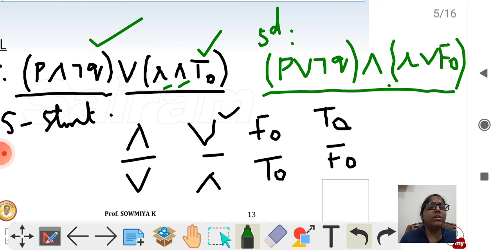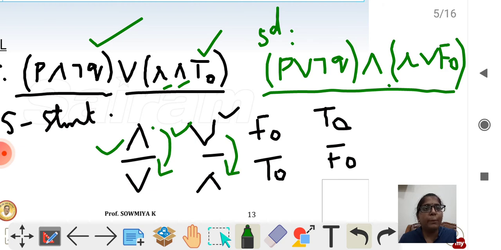So how do you define a dual statement? Let S be a statement that does not contain any logical connectives other than these two. You replace each occurrence of cap by cup, that is, and by or, or by and, and also replace a contradiction by a tautology, and a tautology by a contradiction. This is the definition of dual.